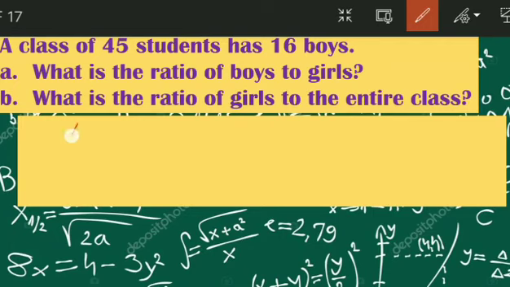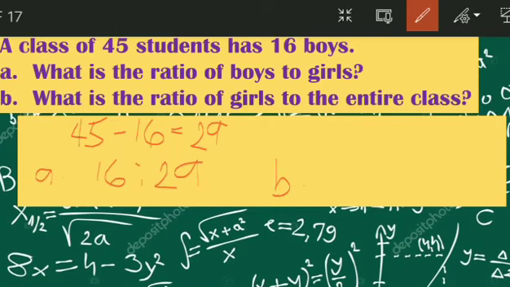First step is to subtract the number of boys from the number of students. So, 45 minus 16 will give you 29. So, sa first question natin, what is the ratio of boys to girls? So, ilan nga ba yung boys natin? We have 16. So, 16 is to 29.